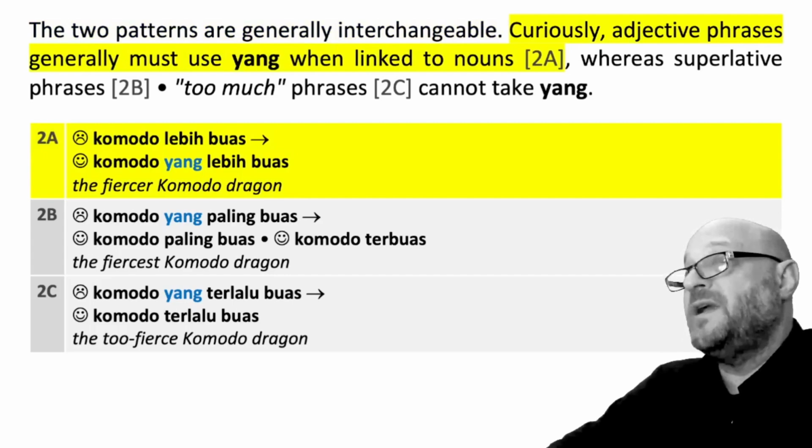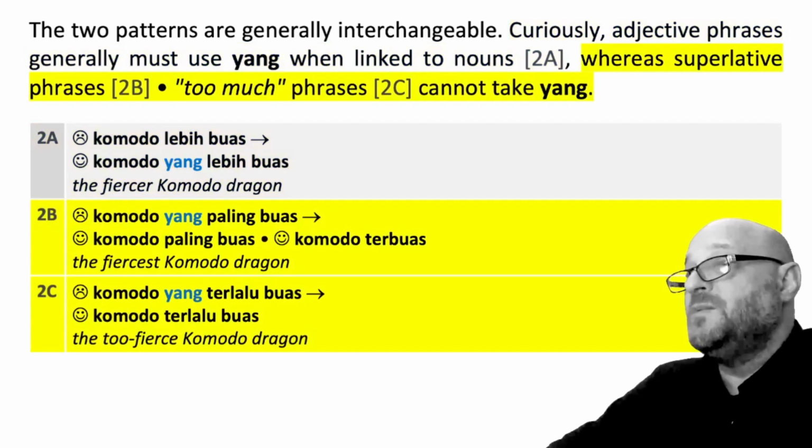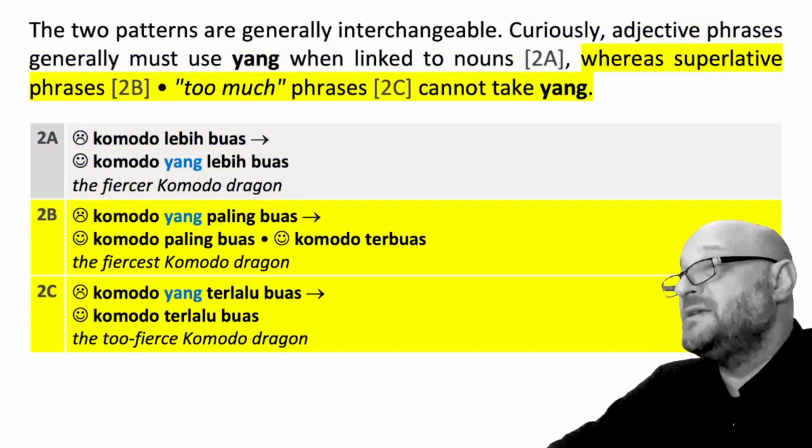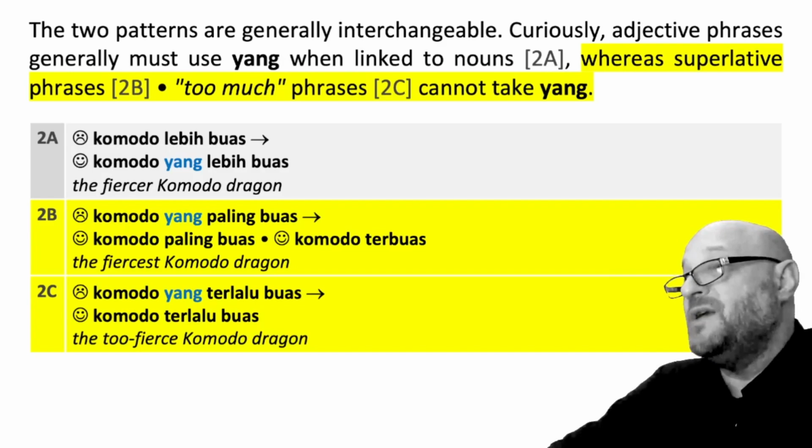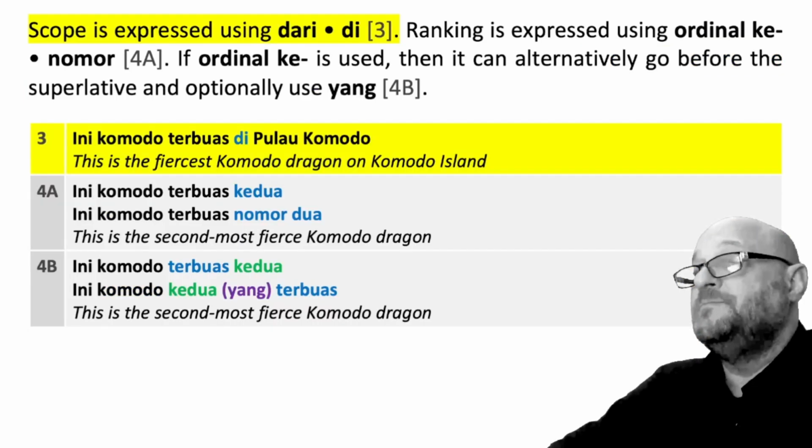Curiously, adjective phrases generally must use yang when linked to nouns. Example 2a, Komodo lebih buas sounds awkward and is reworked as Komodo yang lebih buas, the fiercer Komodo dragon. Superlative phrases, too much phrases, cannot take yang. Komodo yang paling buas sounds wrong, so you use Komodo paling buas, Komodo terbuas.